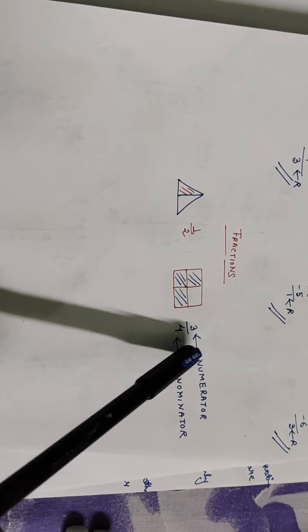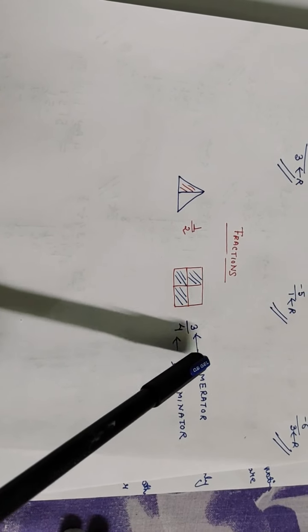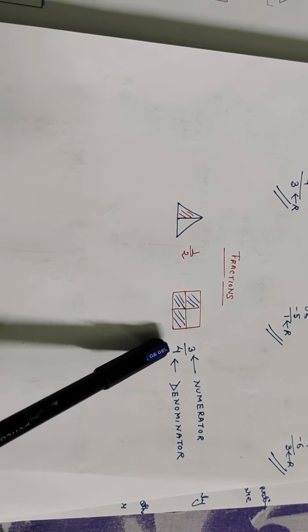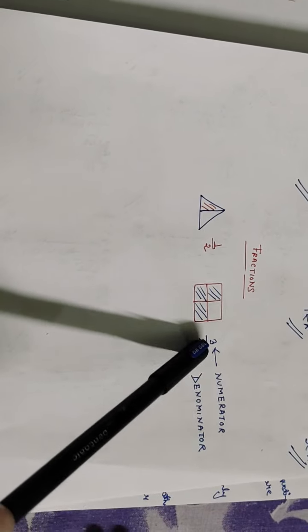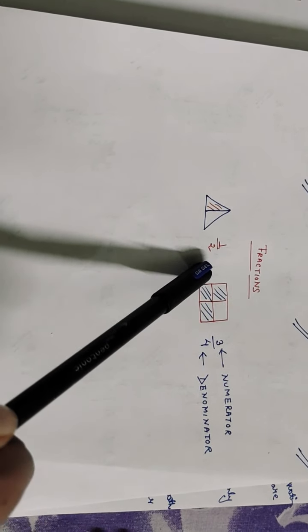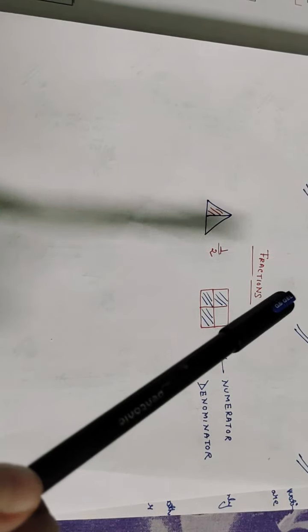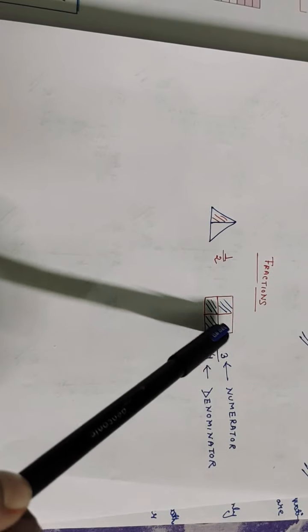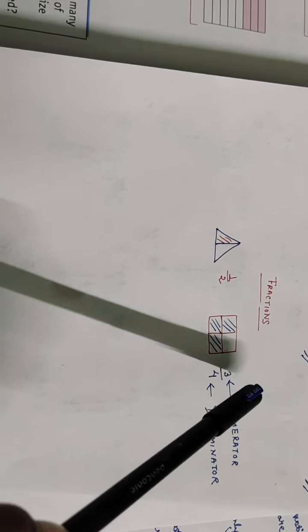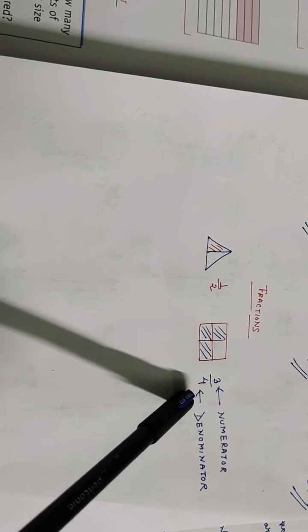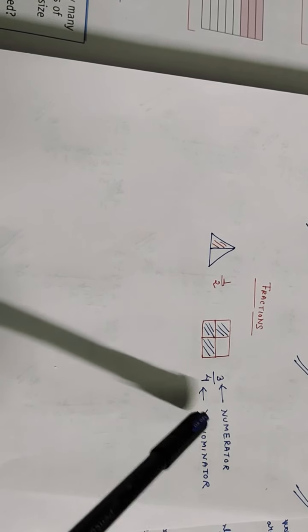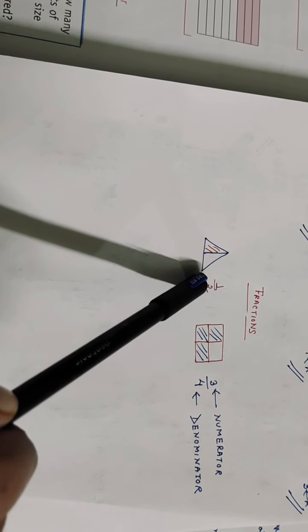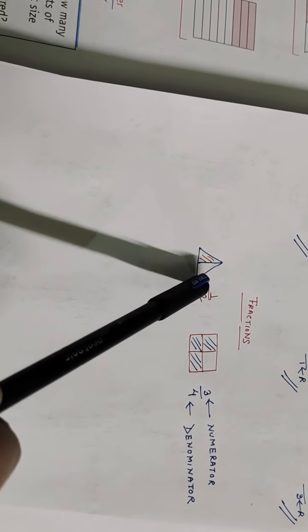The upper part of a fraction is called the numerator. And the down part of a fraction is called the denominator. Always remember, the upper number of a fraction indicates how many parts of that size are colored. So it means how many portions we have colored or shaded. Three parts. And the lower number of a fraction shows how many equal parts a whole is divided into. This two, what is it? This two is the dividing.